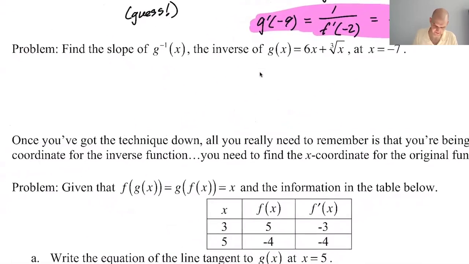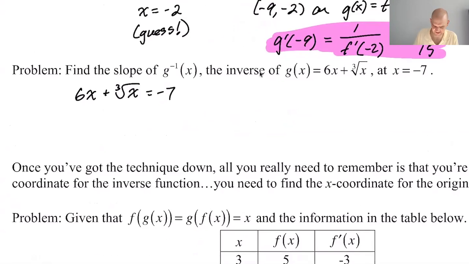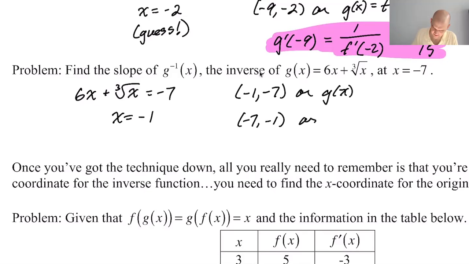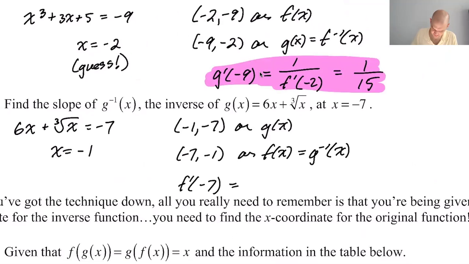Find the slope of g inverse at... this one I think I'm just trying to mess with you by calling it g inverse. The inverse of g of x equals this, at x equals -7. So the first thing we need to do is solve 6x plus the cube root of x equals -7. Imagine if you couldn't guess this, you're done for. But -1 definitely works. So x is -1, got it by guessing. So (-1, -7) is on g of x. That means (-7, -1) is going to be on, I'll call it f of x, which is g inverse of x. So f prime of -7 is going to be 1 over g prime of -1.